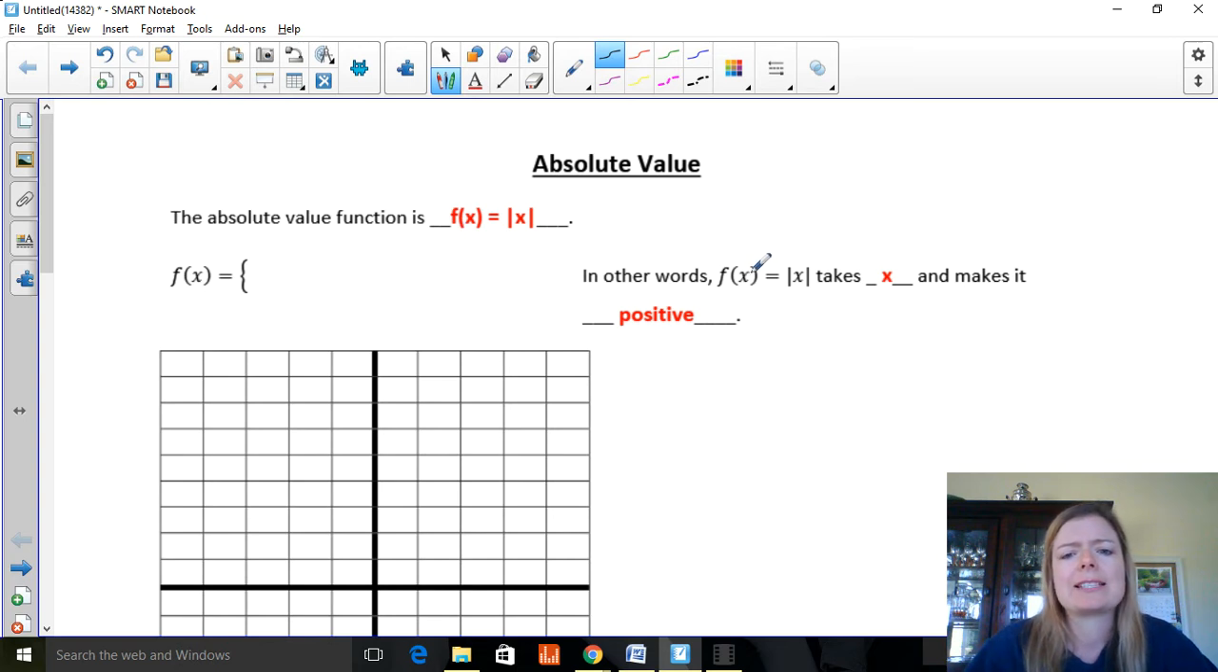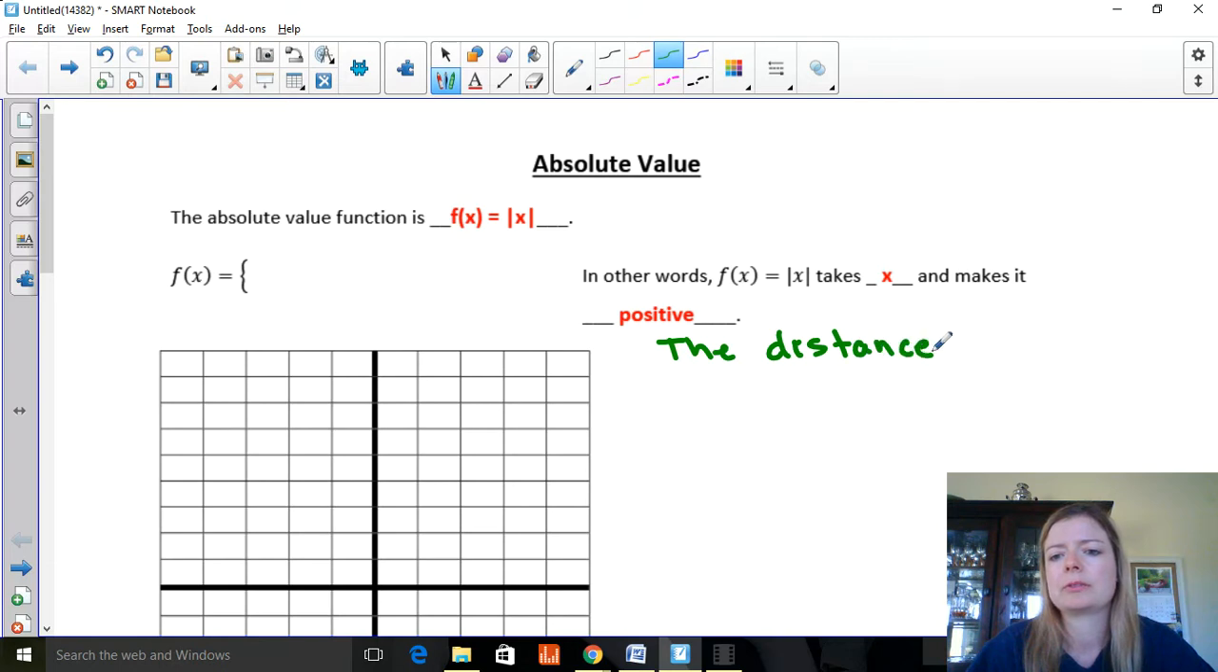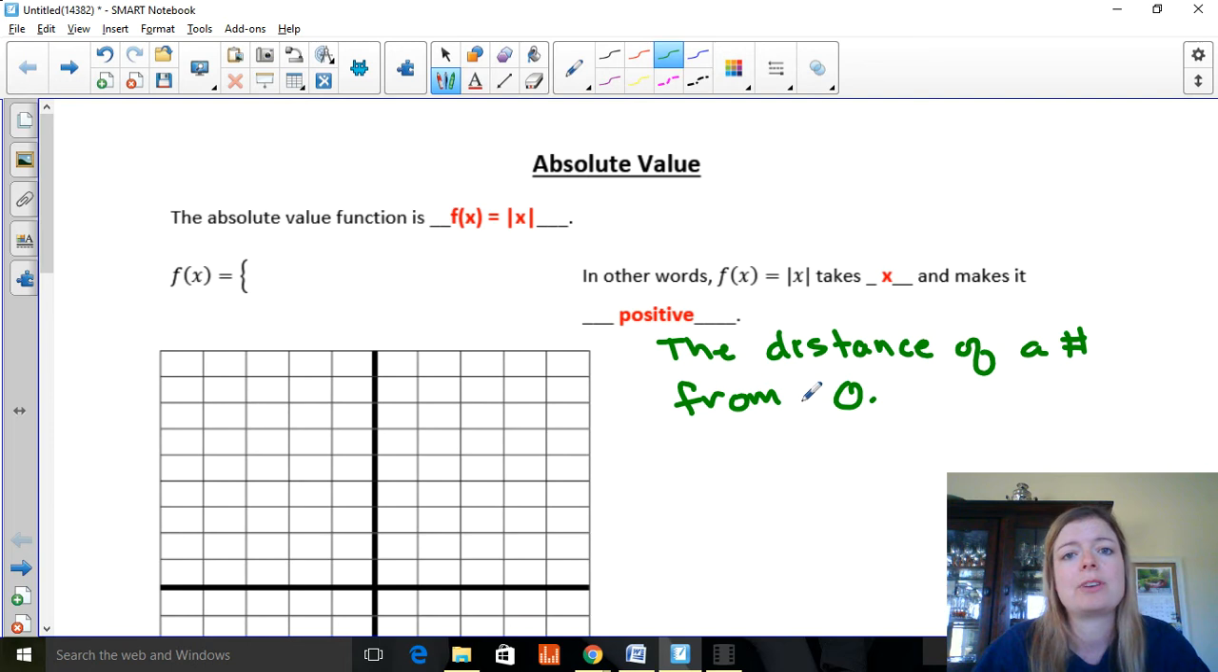So f(x) = |x| takes x, whatever x is, and makes it positive. Another way of thinking about it is the distance of a number from 0. It really just has to do with the magnitude of the number, not with whether it's positive or negative. It just cares how far away it is from 0, not which direction it is.